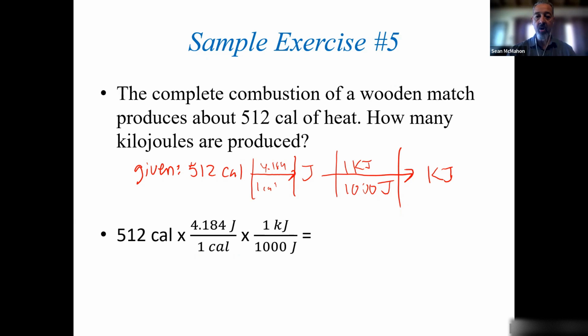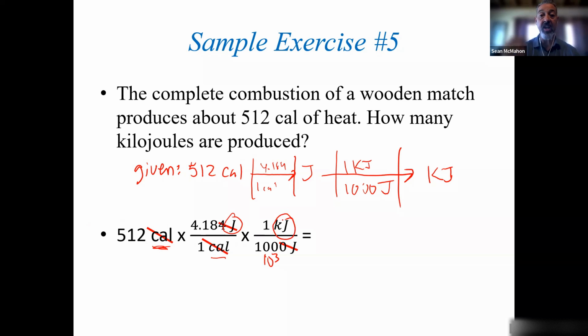And always we want to put the unit we're trying to cancel on the bottom of the conversion factor so that they cancel. But I don't want just joules. I want to go all the way to kilojoules. So there's 1,000 joules. Sometimes students write it as 10 to the 3 because 10 to the 3rd power is 1,000. That's totally fine. But that's going to cancel out my unit of joules. It's going to leave me with kilojoules.